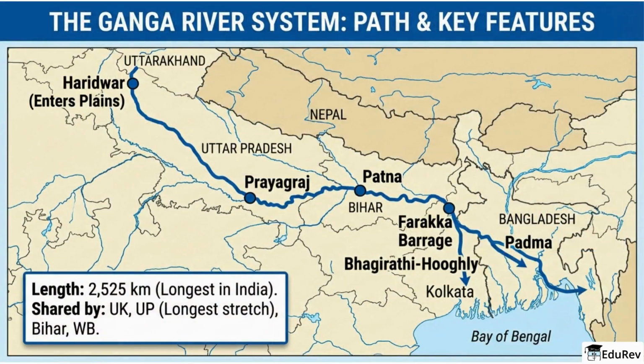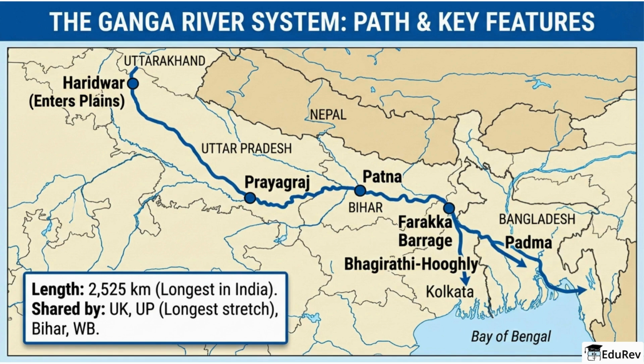Now trace the Ganga as a river system. After formation in the Himalaya zone, it enters the plains at Haridwar. From there, it flows southeastward across the northern plains, passing major points like Prayagraj and Patna. Farther east, the Farakka barrage becomes crucial because the river system begins to separate. One branch goes toward the Bhagirathi Hooghly, passing the Kolkata region. The main eastern course enters Bangladesh as the Padma.